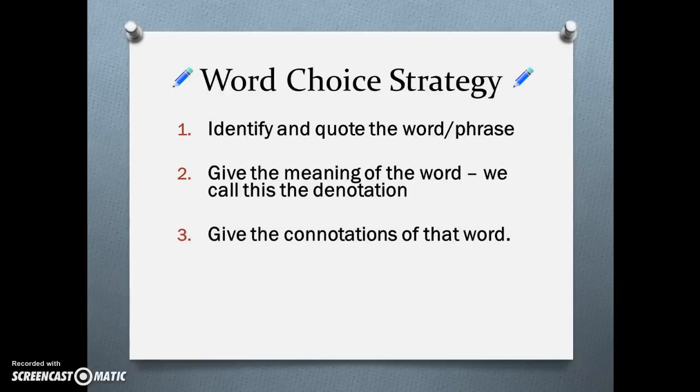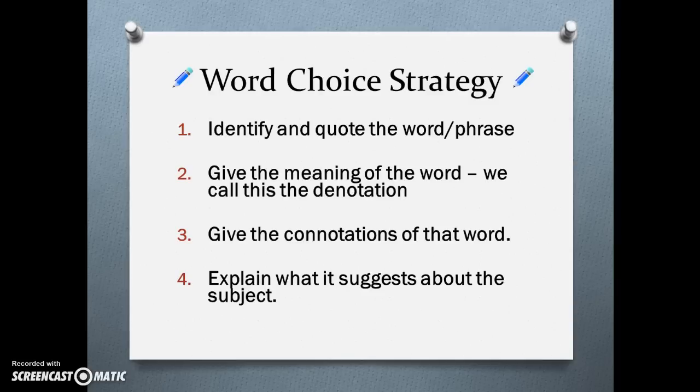The third part, and the third step of this strategy, is now giving the connotations of the word that you have quoted. Remember that connotations are basically things that you associate with that word. The final part of our word choice strategy is explaining what the word suggests about the writer's ideas or the subject that you're being asked about.